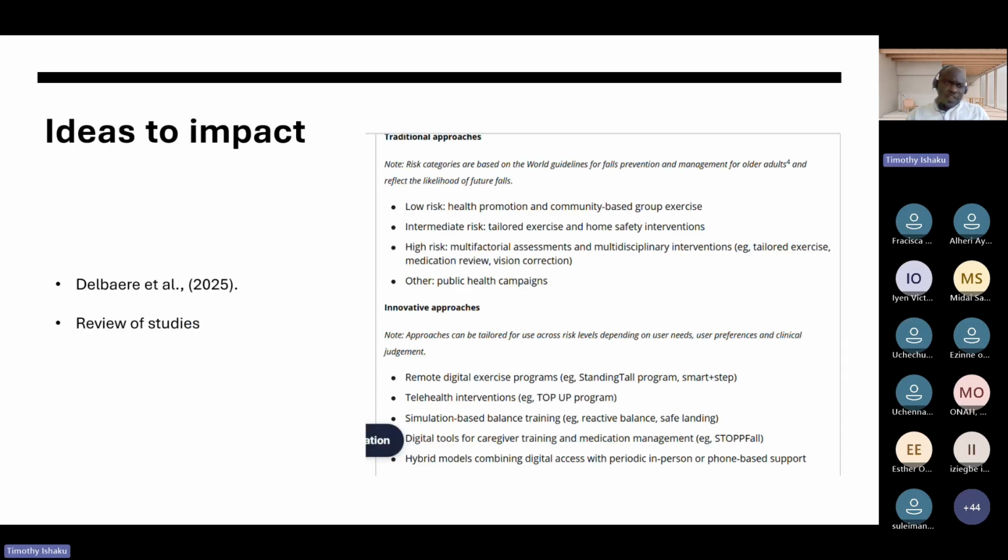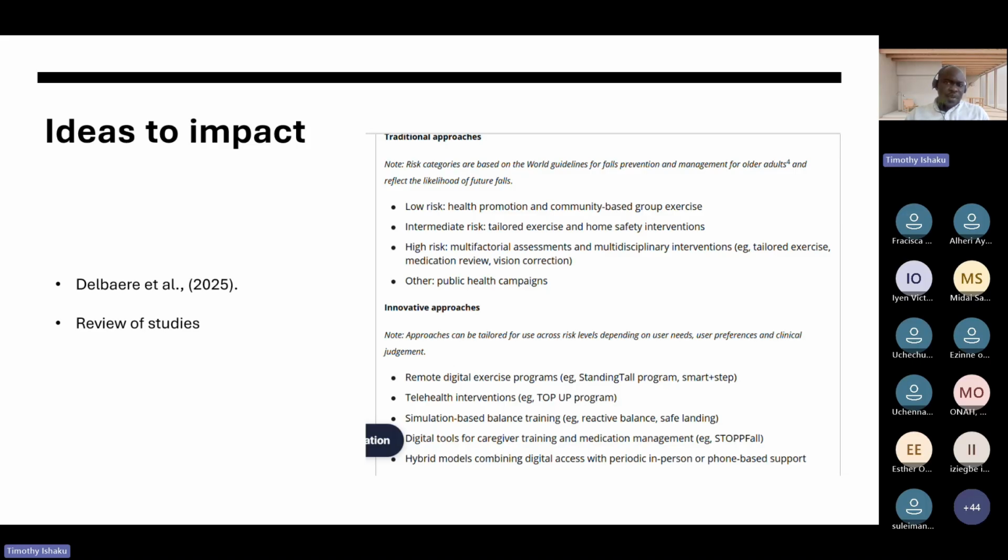Another example exists, but this time around, they looked at traditional approaches versus emerging technologies for falls prevention, based on the risks. I can share those two articles at the end of today. They categorize the patients into different risk levels.